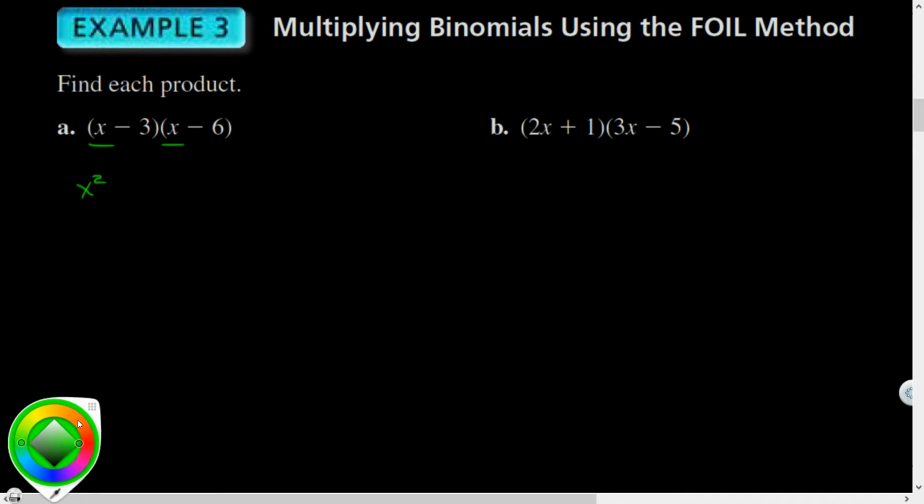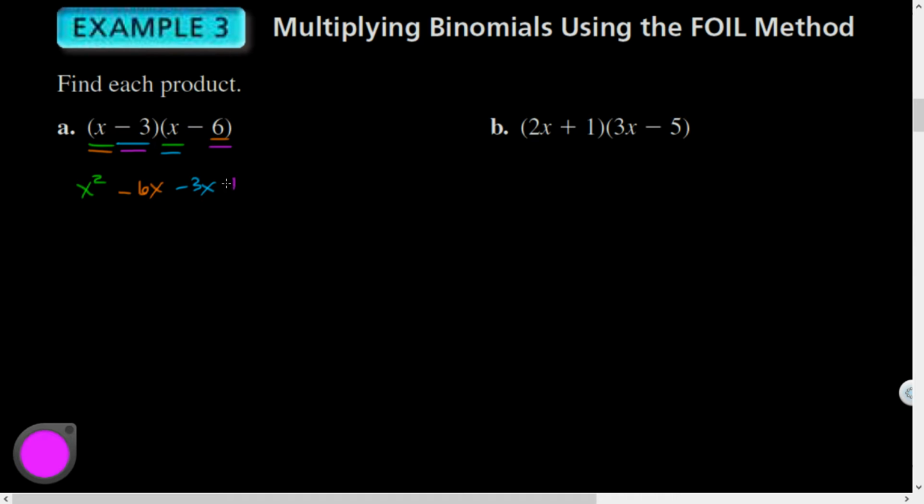And then the outers, so that's going to be x times 6, negative 6, sorry. So that's negative 6x. And then I would multiply the inners. So that would be the negative 3 and the x. That's negative 3x. And then the lasts. So that's the last term in each of the binomials. So negative 3 times negative 6.